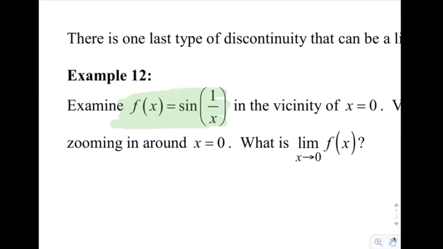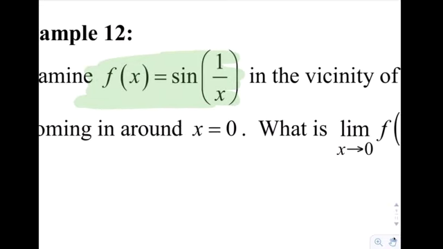alt-right, alt-left, alt-right, okay. We want to analyze this function in the vicinity of 0. Okay, well, how are we going to do that without a calculator or the graph? Without a calculator or a graph, we'll do it with a calculator. Oh, with your brain. Okay.